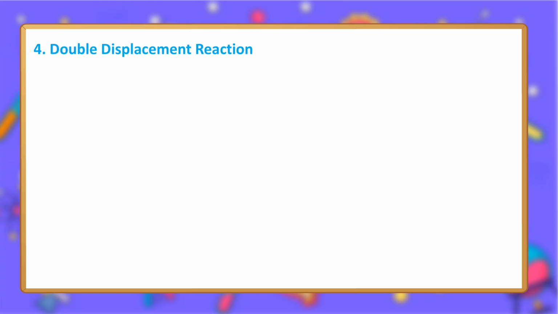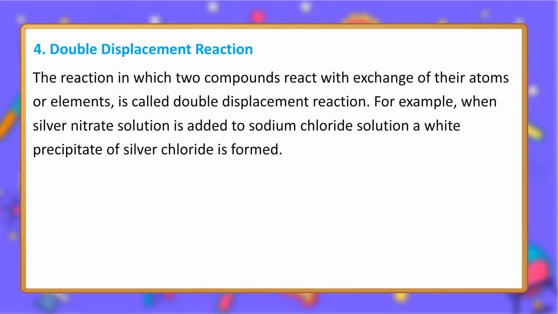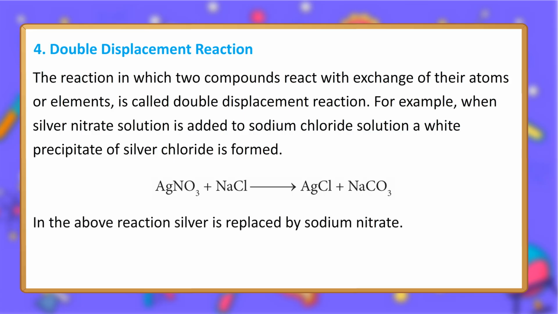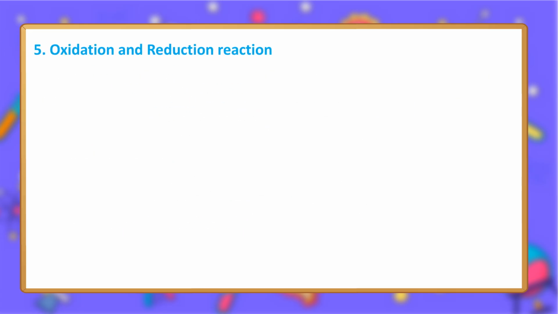4. Double displacement reaction. The reaction in which two compounds react with exchange of their atoms or elements is called a double displacement reaction. For example, when silver nitrate solution is added to sodium chloride solution, a white precipitate of silver chloride is formed. AgNO3 plus NaCl gives AgCl plus NaNO3. In the above reaction, silver is replaced by sodium nitrate.